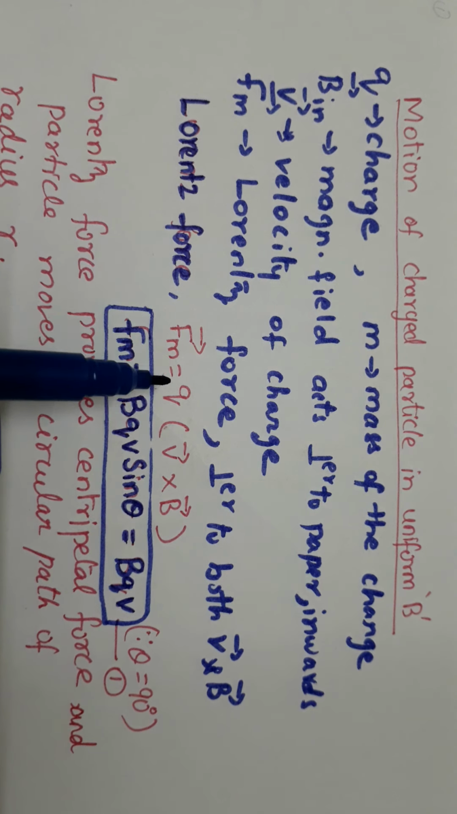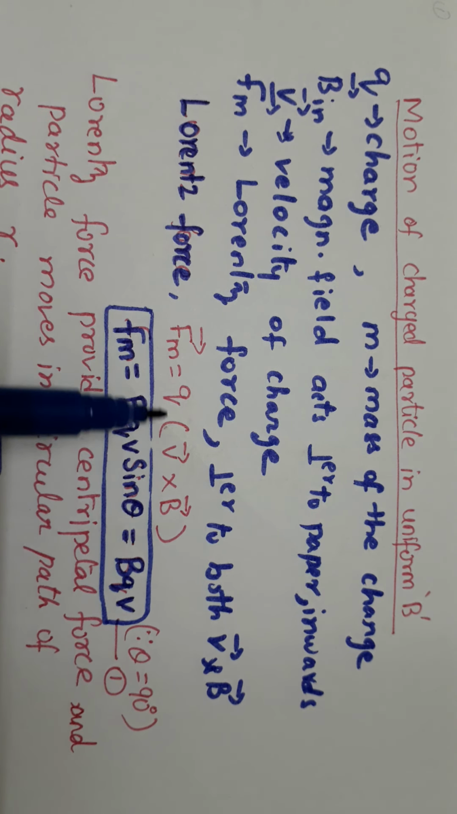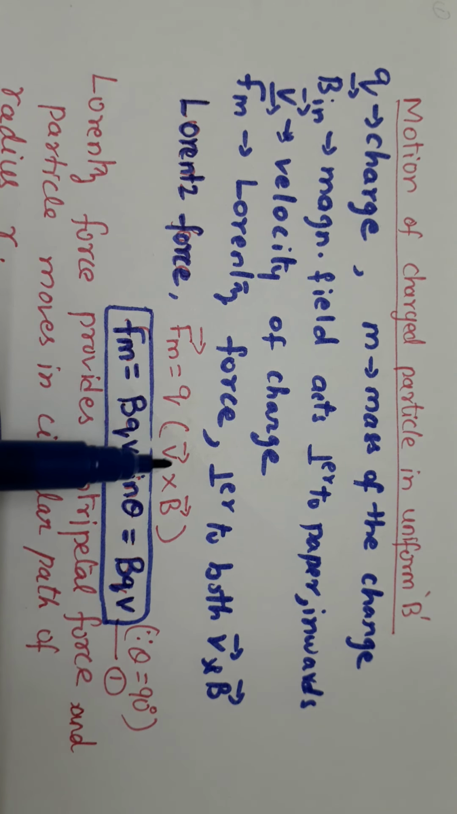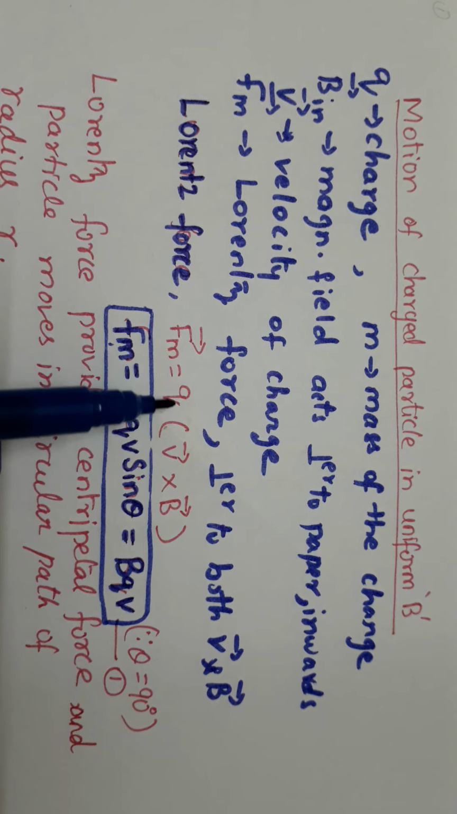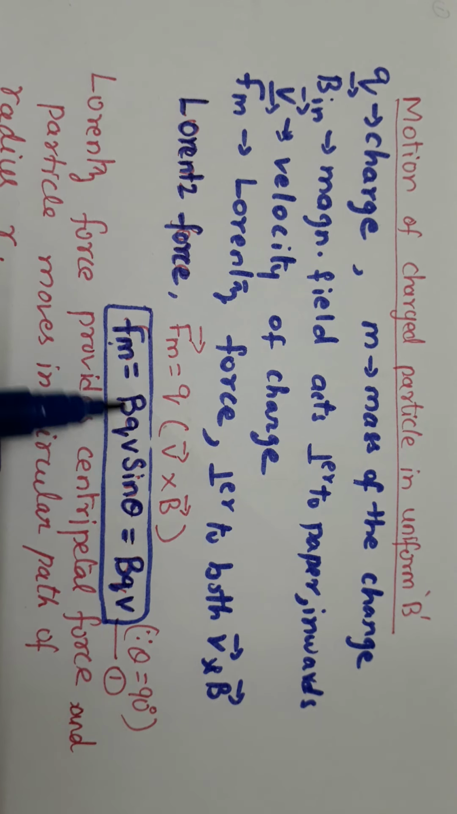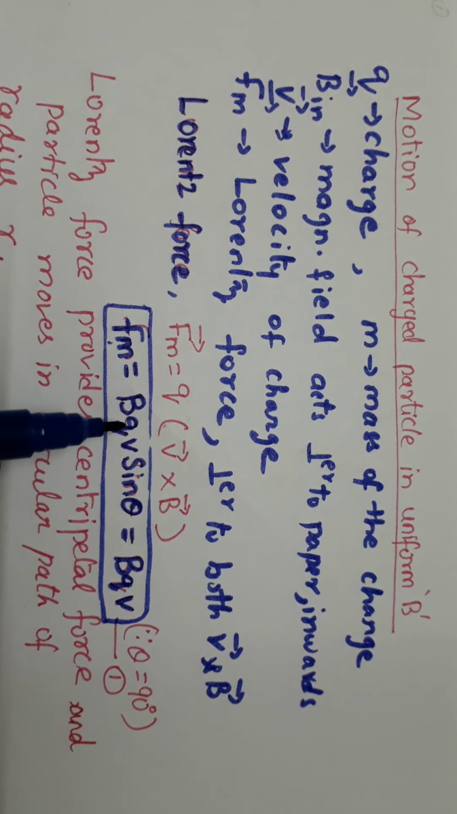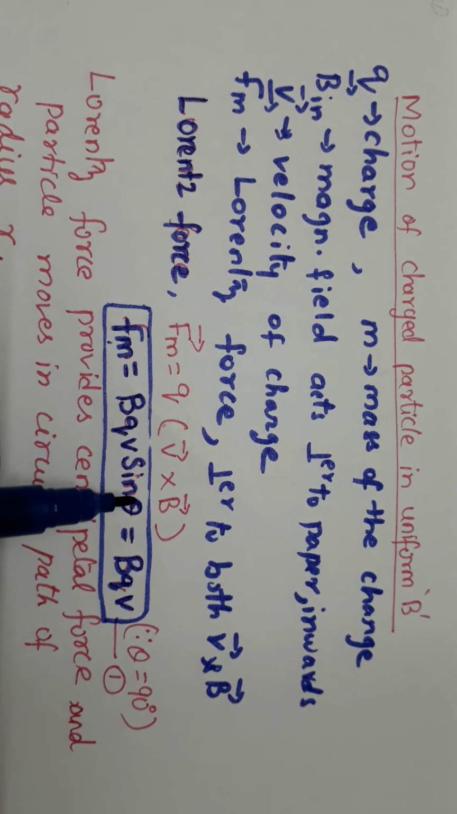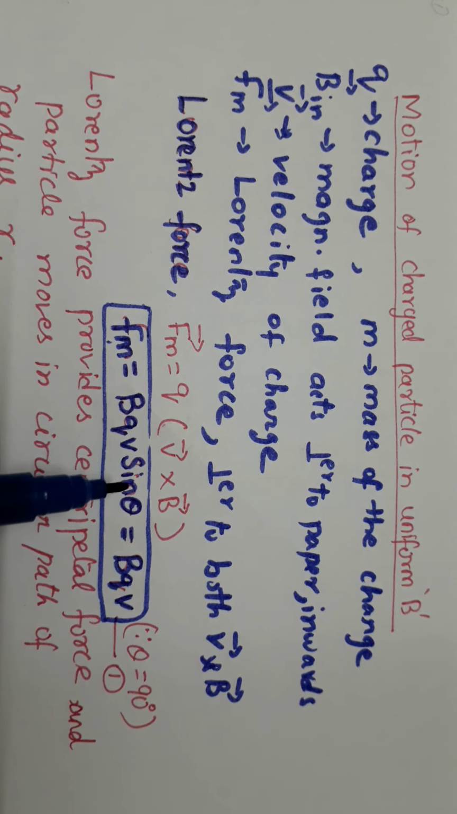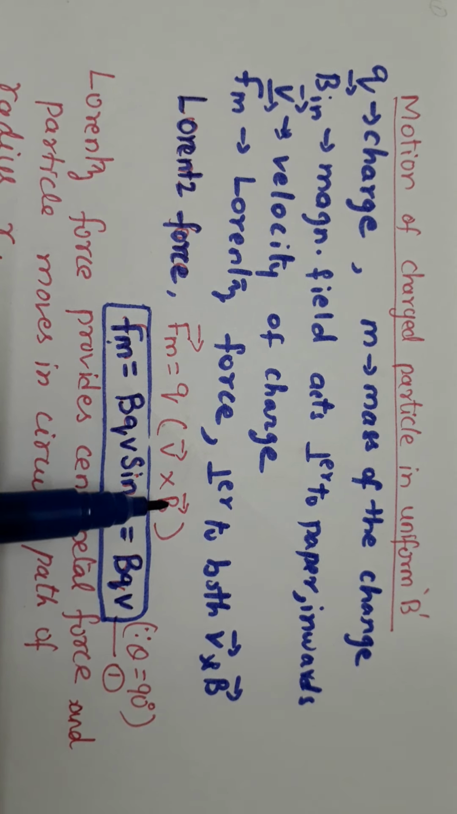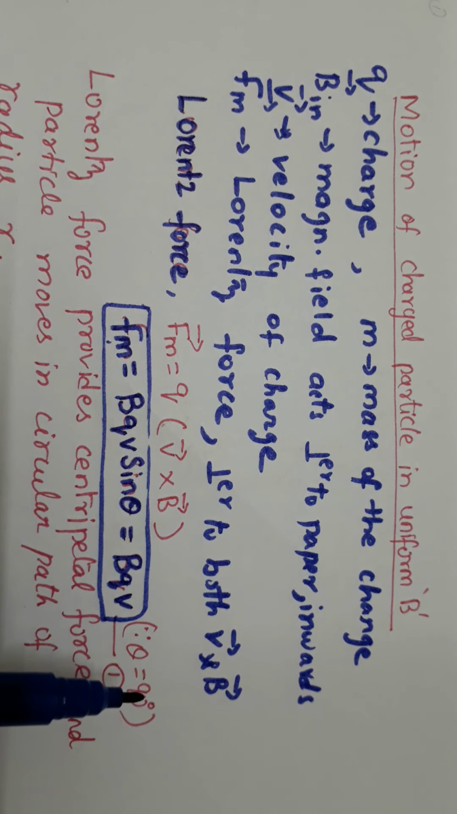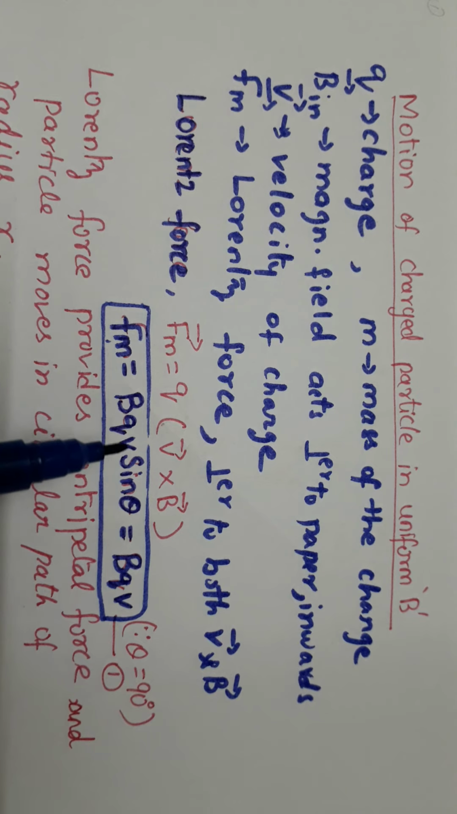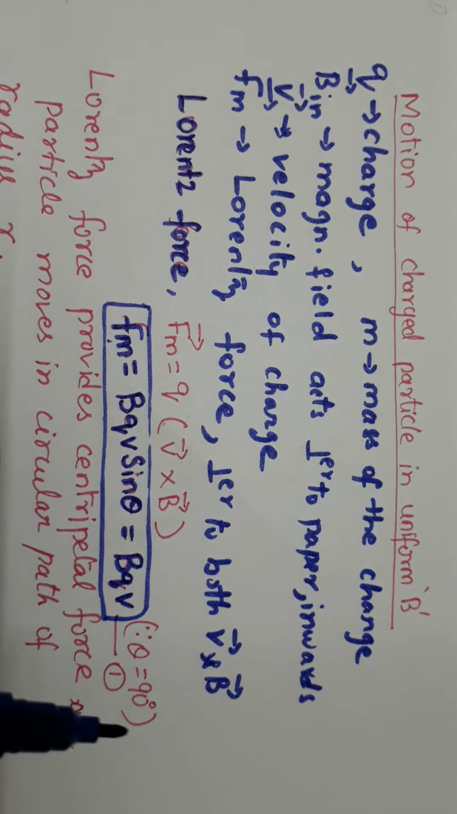Now Lorentz force, this is the vector notation. Fm vector is equal to Q into V vector cross B vector. So if you write the magnitude, you will get Fm is equal to QVB sin theta. Theta is 90 degrees. What is theta? It is the angle between B vector and V vector, right? So you will get sin 90 is 1. So BQV into 1, that is BQV.